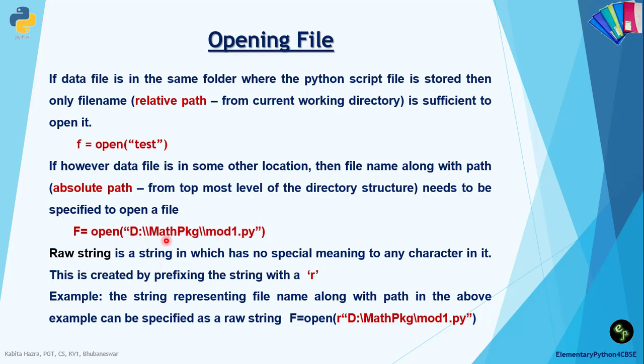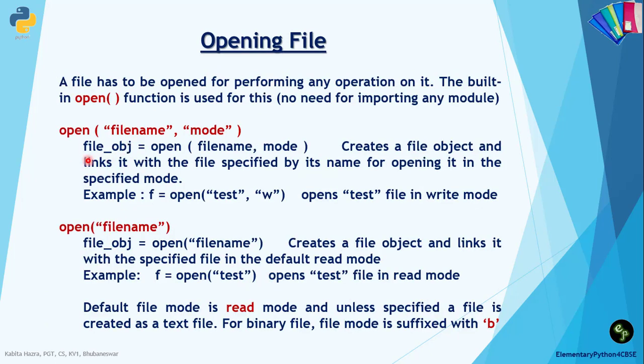So here we have to specify the full path, but we have to keep in mind that we have to specify the path properly. This we can shorten by using a raw string. A raw string is a string which has no special meaning to any character in it. So we can directly use the backslash symbol without specifying it as an escape sequence. So the string representing the file name along with the path in this example can be rewritten as file object equal to open, then prefix this file path as a raw string. File name as well as the mode, both are specified as strings, and mode is optional here.